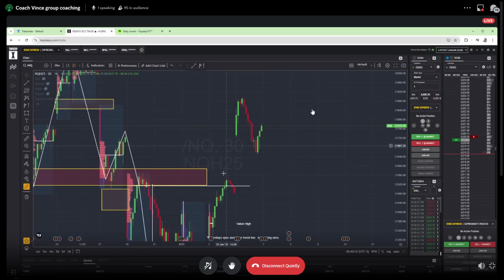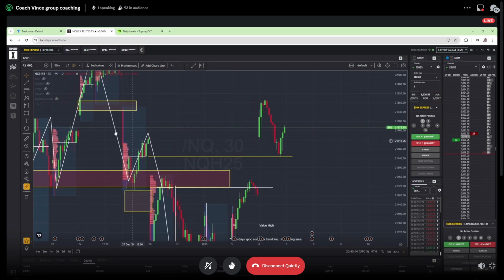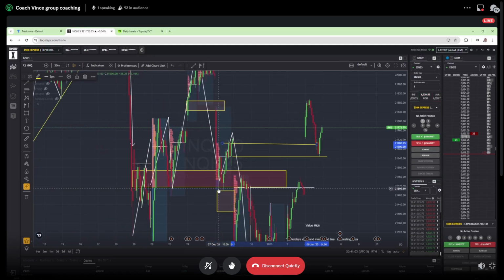We opened today with a gap, right? Here's the high of last trading day, Friday, and then here's the open. And you can see we have a gap. We have a point of control right there. See that? We have value high from the previous day there. Value high, point of control.